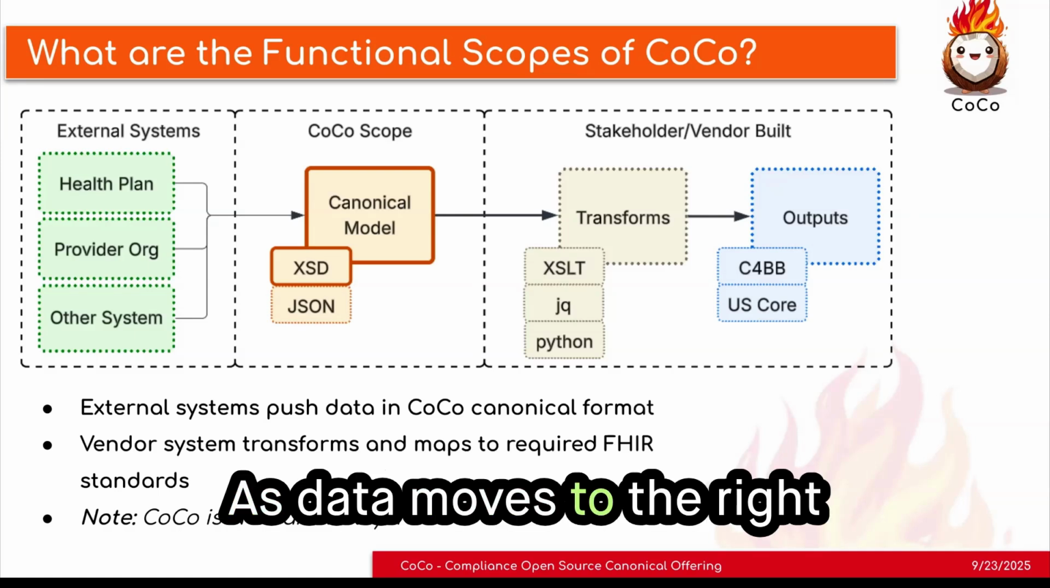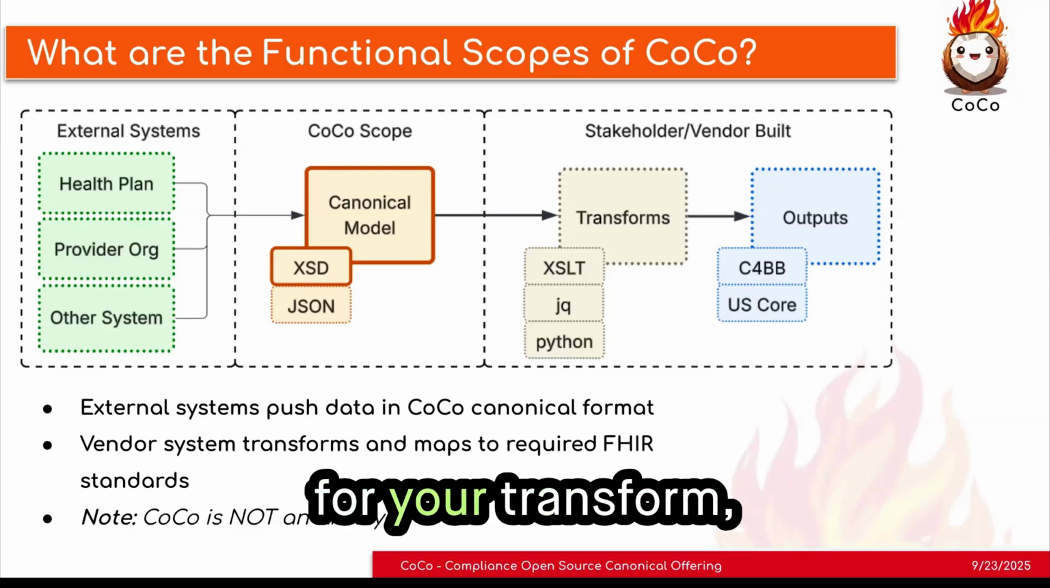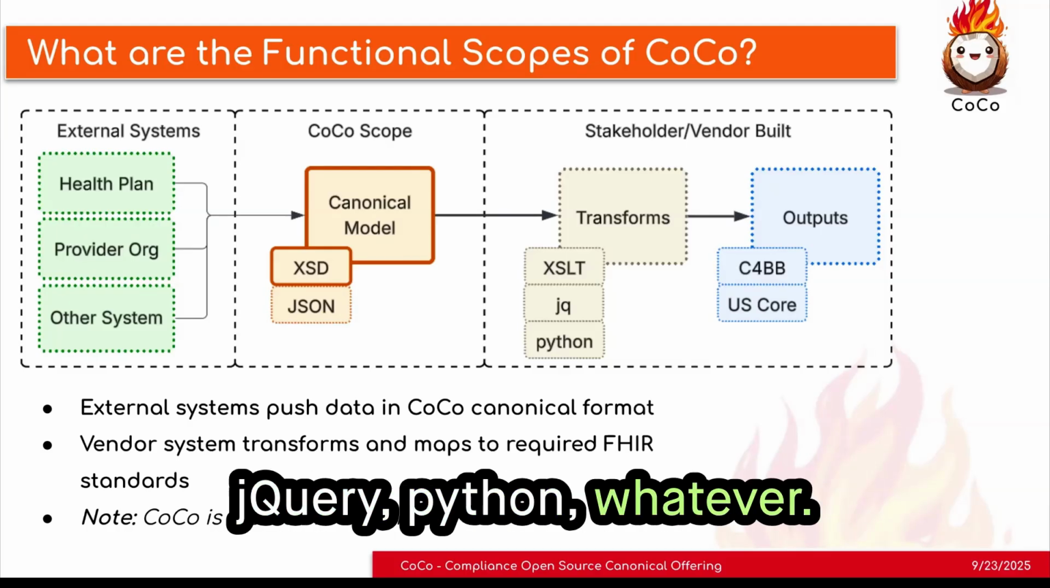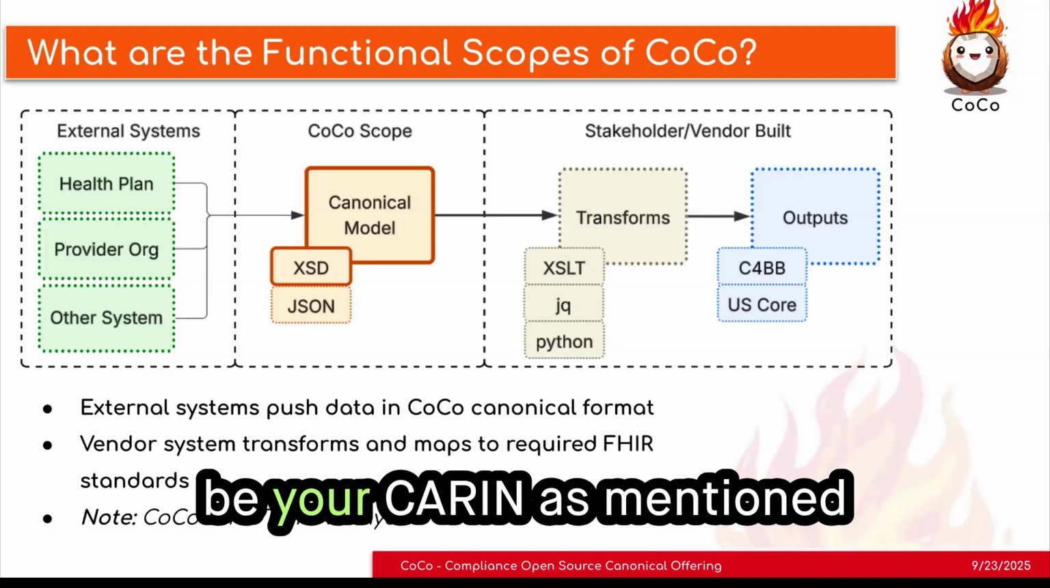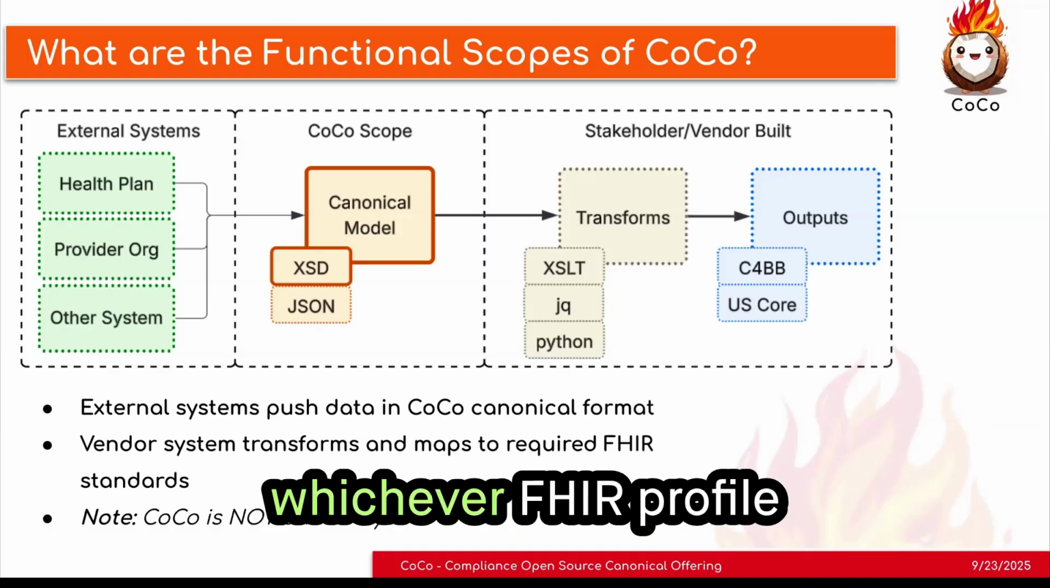As data moves to the right in this diagram, you have transforms and outputs. So you could use XSLT for your transform, jQuery, Python, whatever. And then your outputs will be, as Karen mentioned earlier, US Core or PDEX or whichever FHIR profile and IG is appropriate.